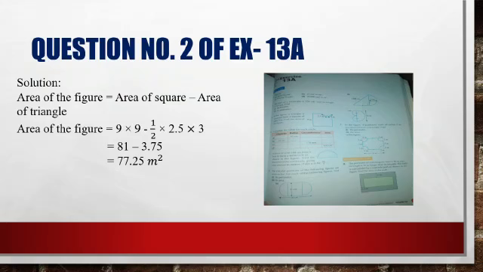So as you can see, I have done the calculation. Area of the figure will be 9 multiplied by 9 minus half times base times height. As you know, the area of square is length multiplied by length, and area of triangle is half times base times height. So 9 nines are 81, and half times 2.5 times 3 will give you 3.75, and now 81 minus 3.75 will give you 77.25 meters squared, which is the area of this figure.